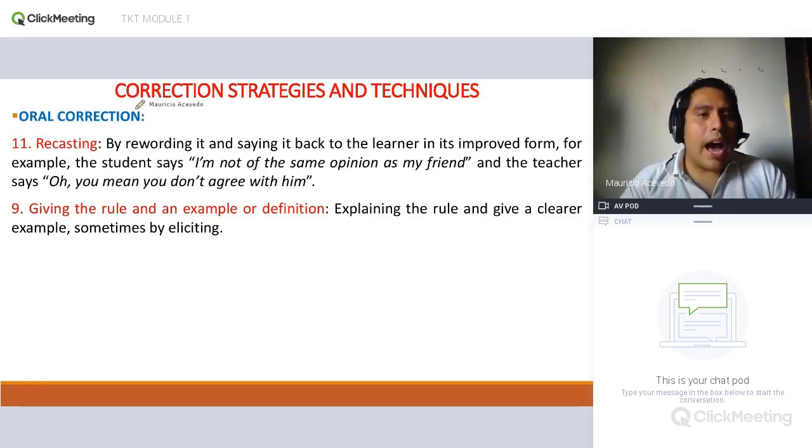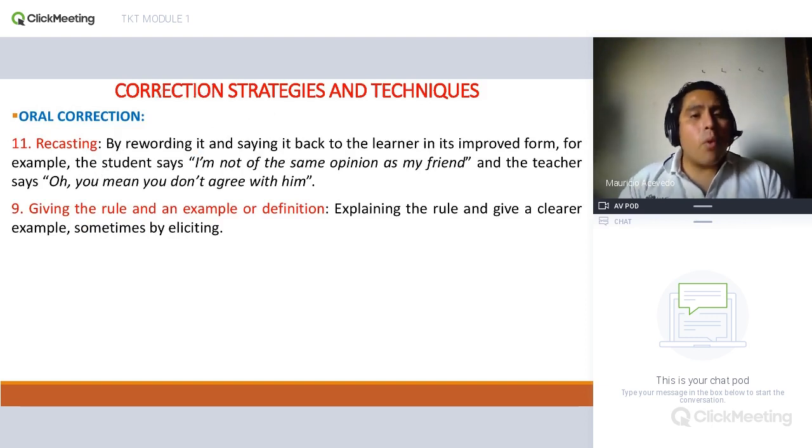Very good. Now, this is the last one. No, we're only two more. Recasting. By rewording it and saying it back to the learner in its improved form. For example, the student says, I'm not of the same opinion as my friend. And the teacher says, oh, you mean you don't agree with him?